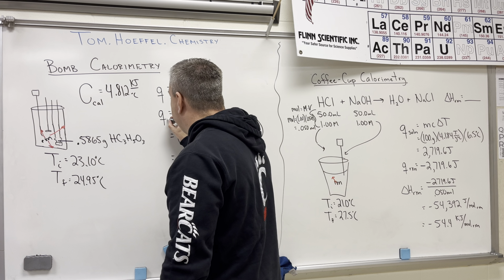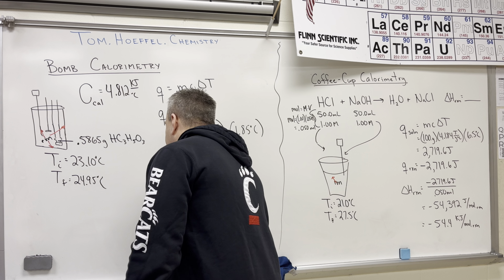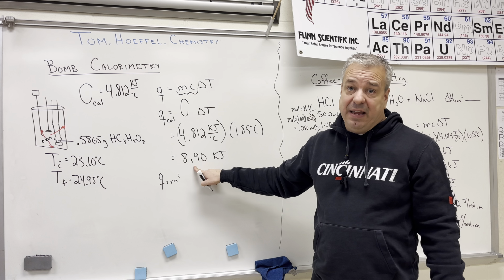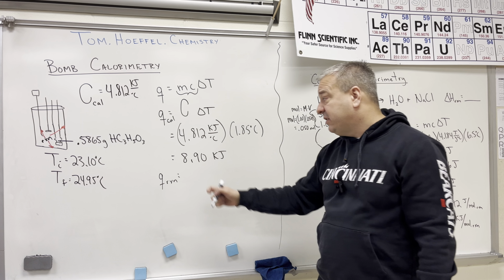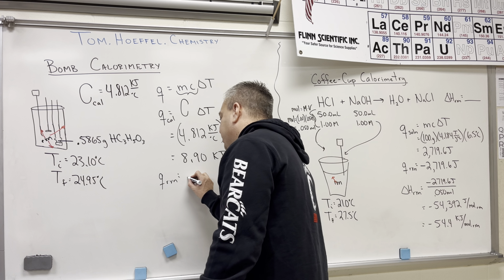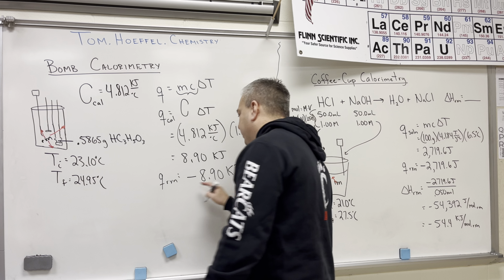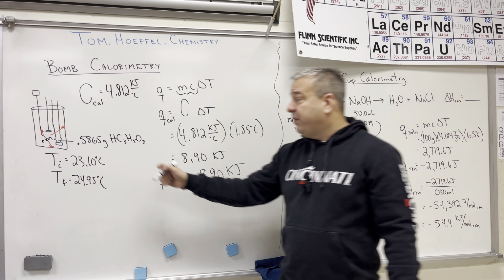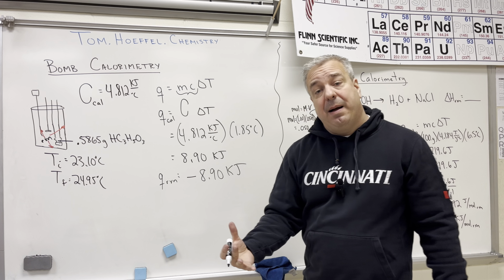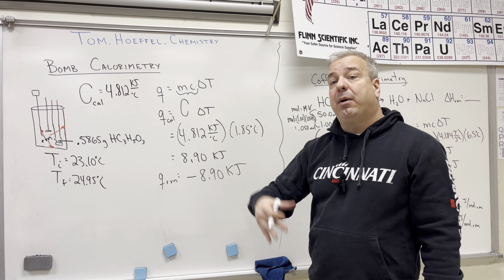So if this Q is how much heat is being absorbed by the calorimeter, then the chemical reaction is going to be giving off the same amount of heat, but opposite in sign. So if it absorbs 8.90, that means the chemical reaction gave off 8.90 kilojoules, okay? Now, that's for this amount of lactic acid. And the prompt says, what is the enthalpy change per gram and per mole?